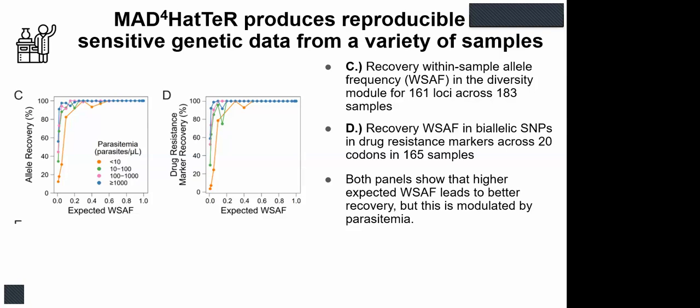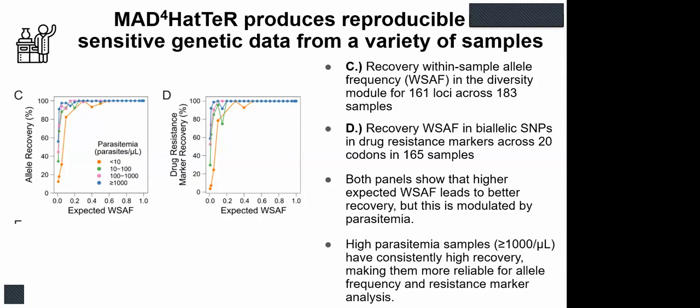And then the recovery goes on reducing, the power goes on reducing as parasite density reduces, up to less than 10. So both panels show that higher expected within sample allele frequency leads to better recovery. And this is modulated by parasitemia. High parasitemia samples, like I've mentioned, have consistently high recovery rate, which makes them more reliable for allele frequency and resistance marker analysis.